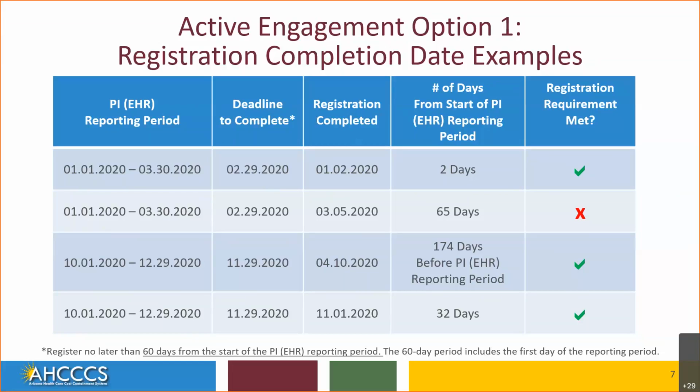So make sure that if you are on active engagement option 1, that you register no later than 60 days from the start of the PI reporting period. And that 60-day period includes the first day of the reporting period.